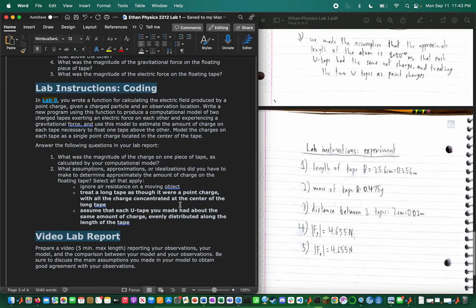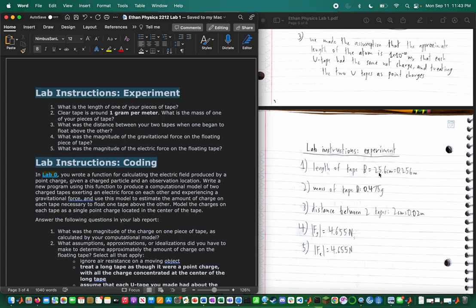And for the experiment, the length of tape B was 25.6 centimeters, the mass of tape B was 0.475 grams, the distance between the two tapes was 2 centimeters, and the force due to gravity and the electric force were both 4.655 newtons on tape B. This was the gravitational force on tape B, and this is the electric force on tape B.